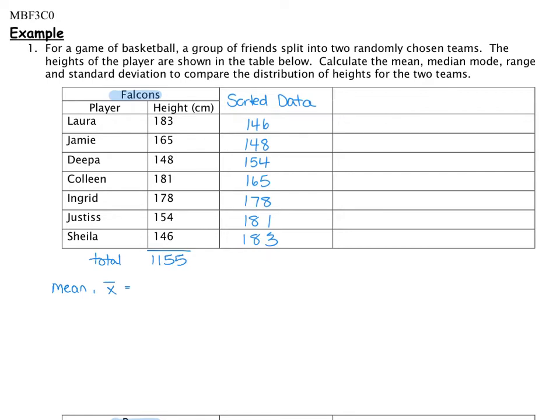So we're going to take the sum of all of the data, divide by the number. So in this case, it's 1,155, and there are 7 basketball players, and therefore our mean is 165, okay? You can check that on your calculator if you're feeling unsure.